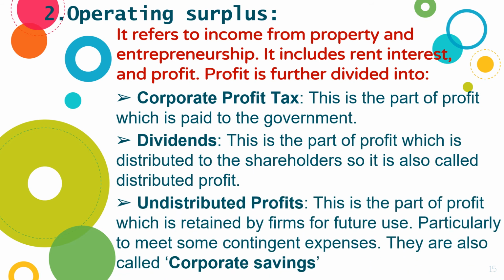The third, undistributed profit. This is that part of profit which is retained by firms for future use, particularly to meet some contingent expenses or ongoing expenses. They are also called corporate savings. So please remember, operating surplus refers to the income from property and entrepreneurship.